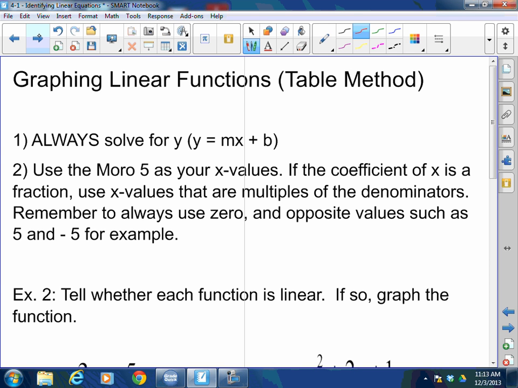In order to graph a linear equation using the table method, number 1, always solve for y. You want to solve it so that it's y equals mx plus b. You want to get the y all alone. Number 2, use the moral 5 as your x values. If the coefficient of x is a fraction, use x values that are multiples of the denominators. Remember to always use 0 and opposite values such as 5 and negative 5. You always got to use 0 and you always have to use opposite values. That's it. That's how you graph it.